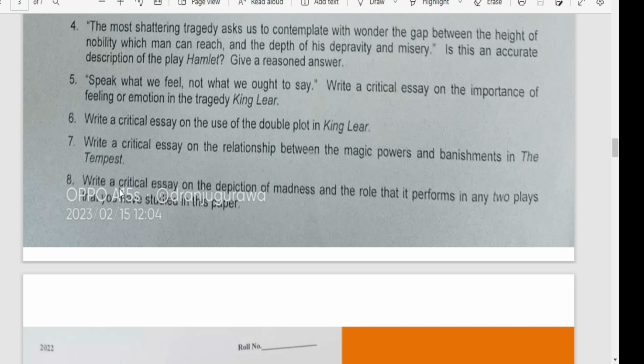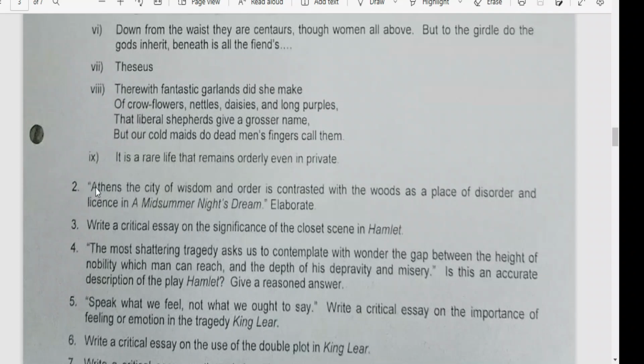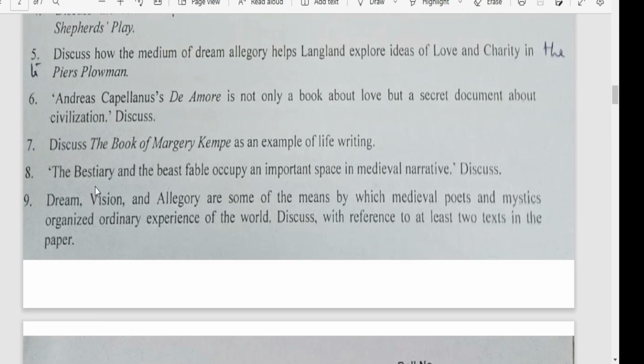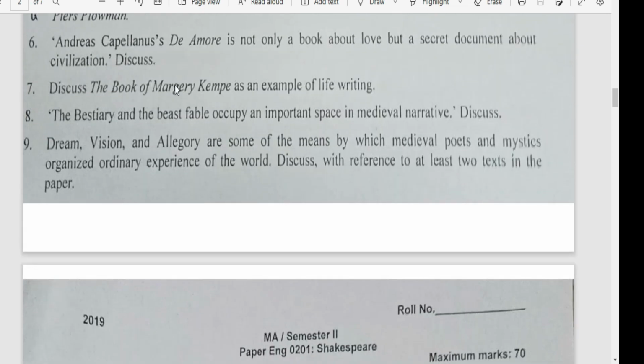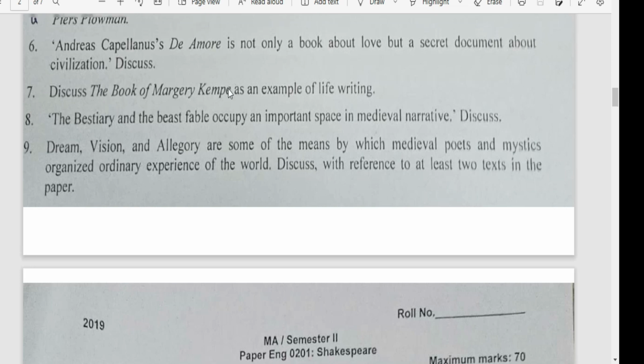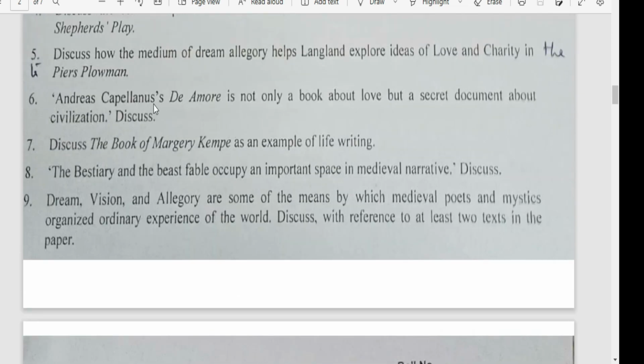So you see, in question number 8, you have a complete choice of writing, including any of your texts. Question number 8 always gives you liberty. It reads: Dream, vision and allegory are some of the means by which medieval poets and mystics organized ordinary experience of the world. Discuss with reference to at least 2 texts in your paper. So any 2 texts you are free to discuss.